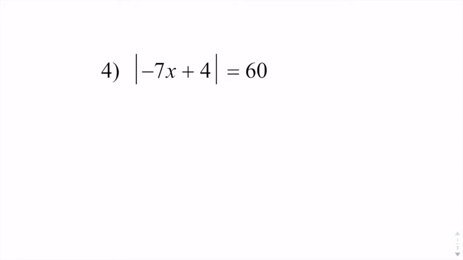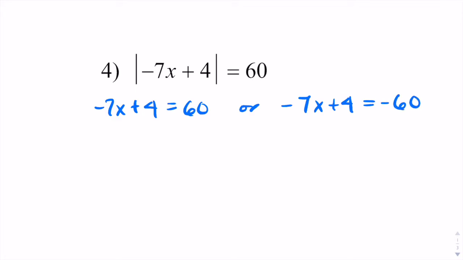So for this example, we're doing the same thing again. So we'll get negative 7x plus 4 equal to positive 60, and then negative 7x plus 4 also has to equal negative 60. As you clearly see, what we're doing is simply getting what's inside the absolute value and equating it to the positive and negative version of the number it's equal to. And then we just solve the two equations that we have.